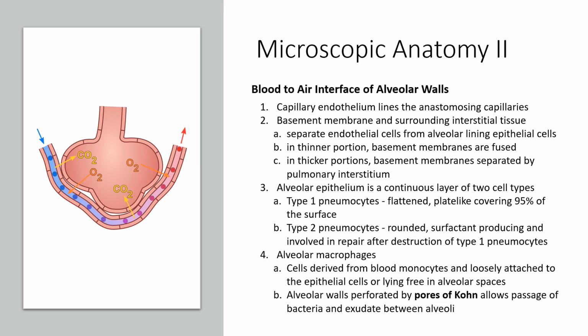These cells are derived from blood monocytes and are loosely attached to the epithelial cells or lying free in the alveolar spaces. The alveolar walls are perforated by pores of Kohn, which allow passage of bacteria and exudate between alveoli.